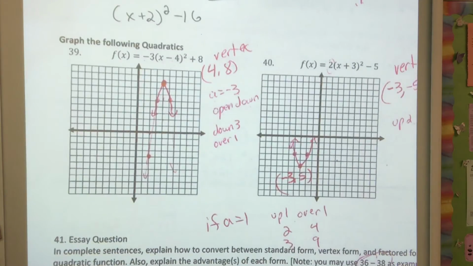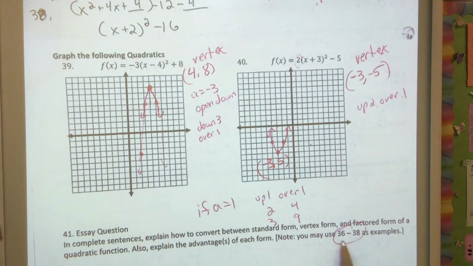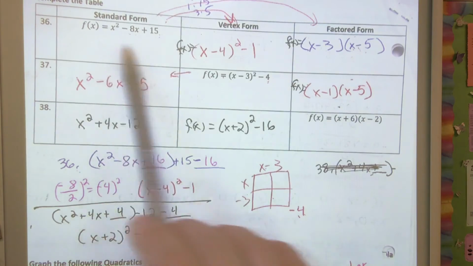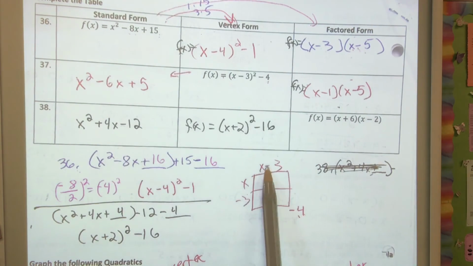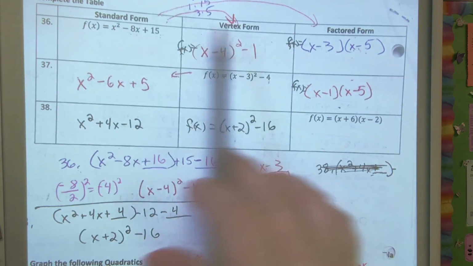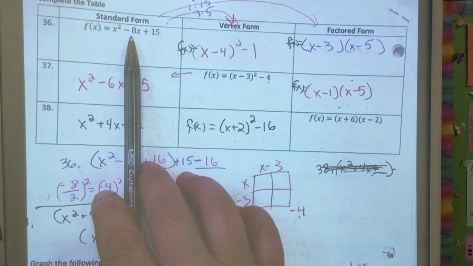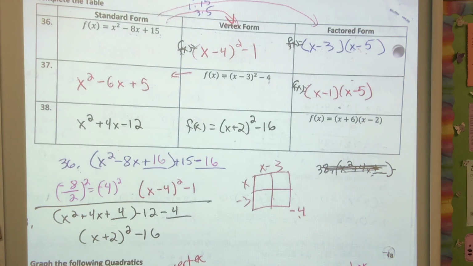And then the last thing about the exam is this essay question. Use problems number 36 to 38 up here. And just tell me in words how you get from one form to the other. You could use any of these examples and write them down in part of your essay. At least give me a paragraph on how you convert. How do you get from standard form to vertex? How do I get from standard form to factored? How do I get from factored to standard? And how do I get from vertex to standard? That is plenty of things to write about.